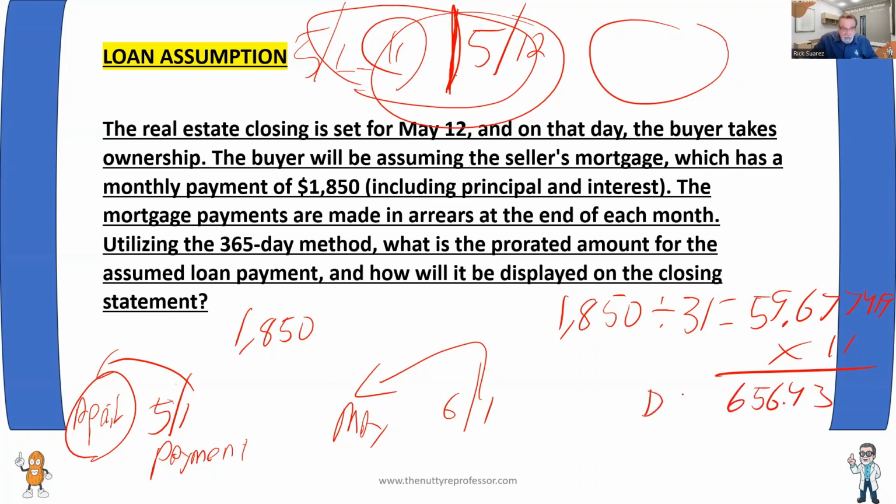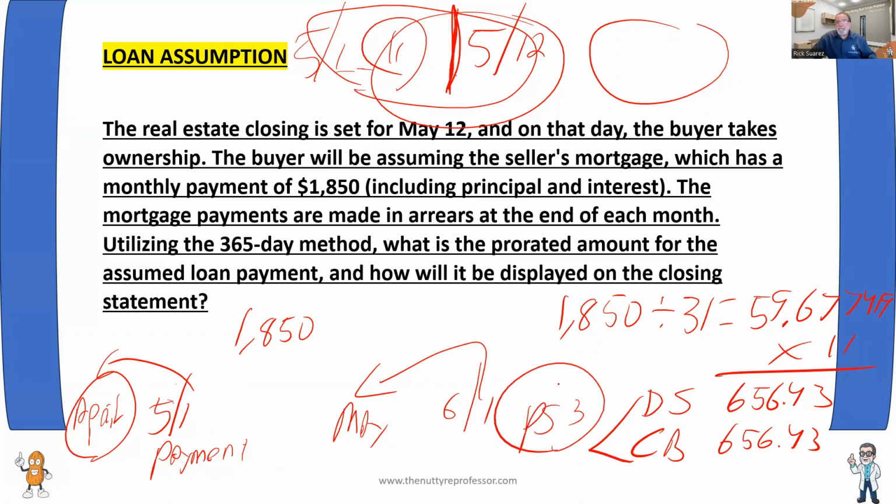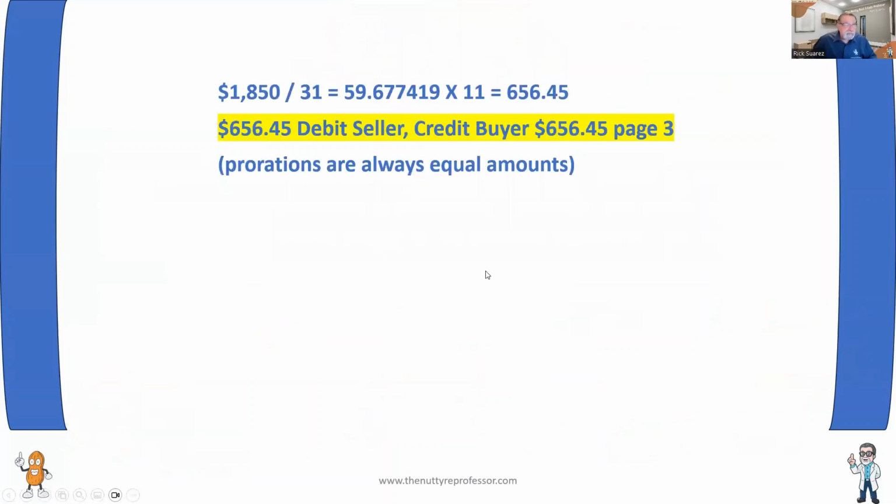And when you multiply times 11, it's going to be 656.43. And this is going to be debit seller, credit buyer, the same exact amount. What page is it? Proration? All prorations are page 3. That's it. Let me show it to you clean so you can understand it better.